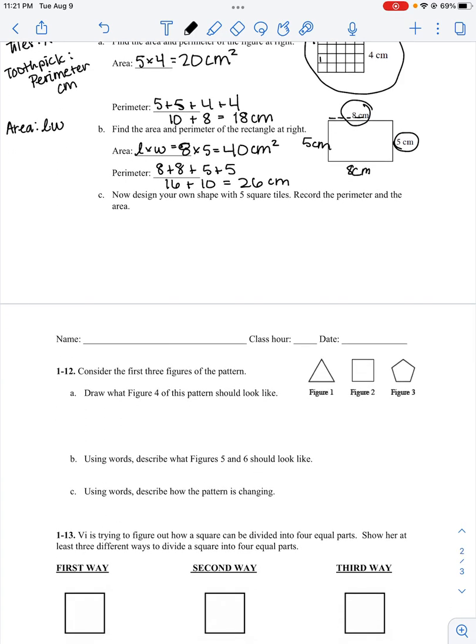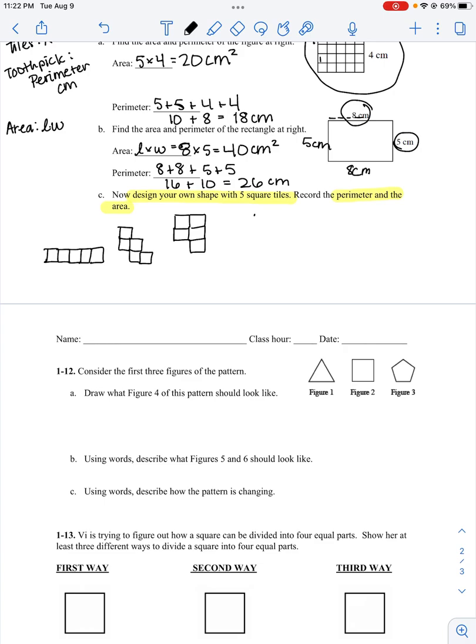For part C, we need to design our own shape with 5 square tiles. Then we're recording the perimeter and the area. So I need 5 tiles. It can be in any pattern. My pattern is going to look like this. You could have any pattern. It could be something like this. Or something like this. As long as you have 5 tiles.